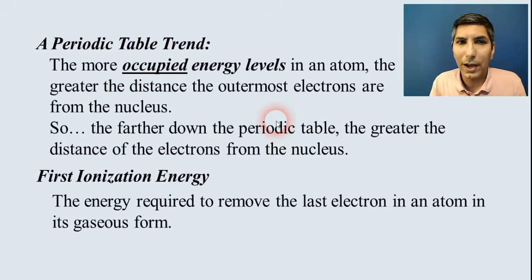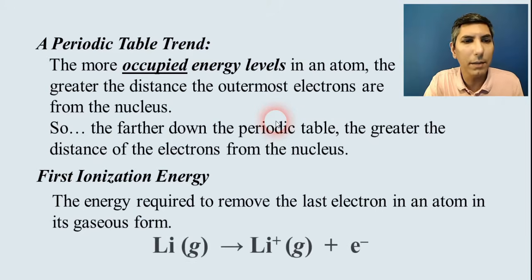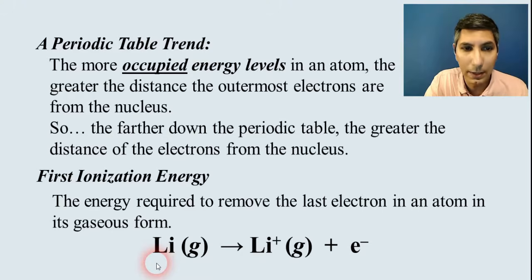So we're going to define the first ionization energy as the energy that's required to remove the very last electron in an atom in its gaseous form. So just as an example, if we're talking about lithium, that would be taking an atom of lithium in its gaseous form and stripping away an electron and leaving us with Li+ in the gaseous phase. And that's how you would write that equation for the first ionization energy. It looks a little strange, especially since lithium is not usually a gas, but that's just how this is written.